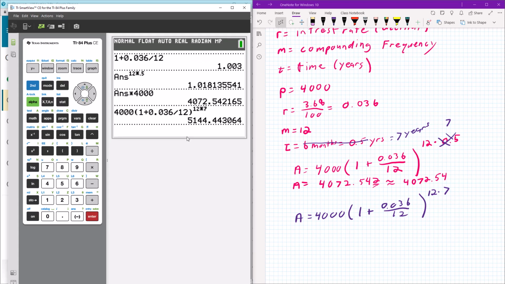Now you can do it the way that I did it before, which is 1 plus 0.036 divided by 12. You can just go up there and highlight that.